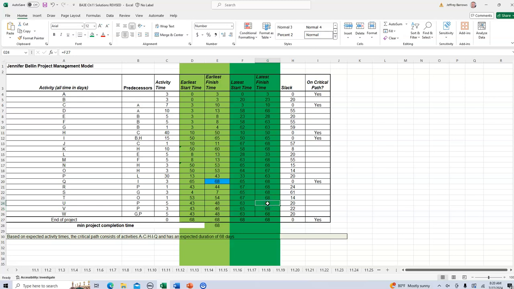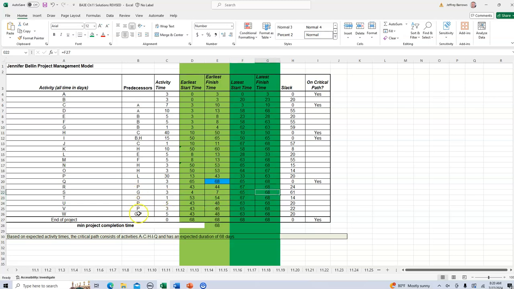Then I do the same for activity U. And notice that U is not a predecessor of V or W. So it can finish on day 68. If I subtract the 5-day activity time, it starts on day 63. Activity T, same thing. Notice it is not a predecessor of U, V, or W. So 68 is the finish time. 67 is the start time because of a 1-day duration.